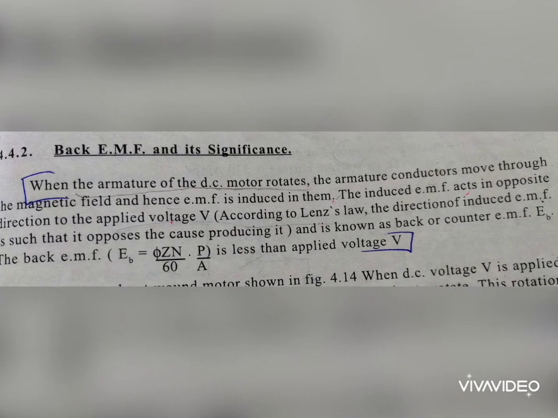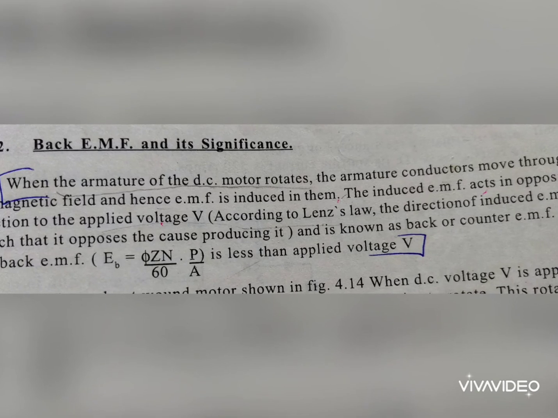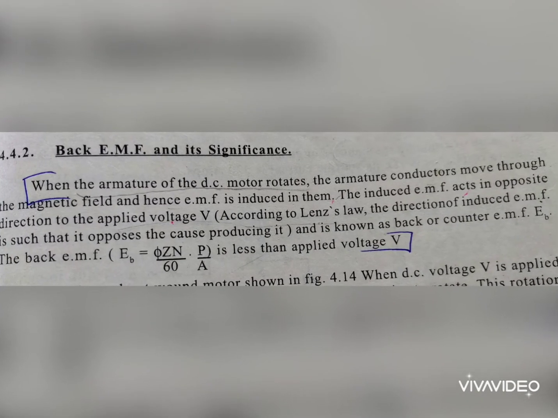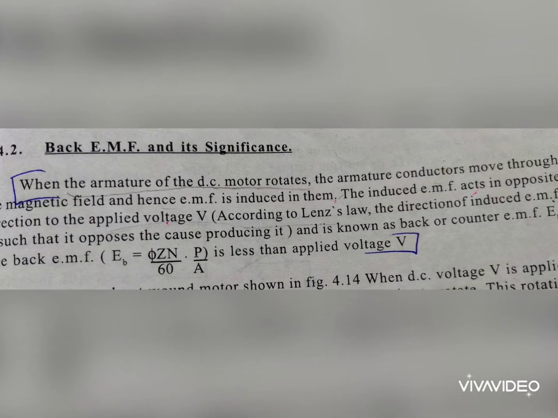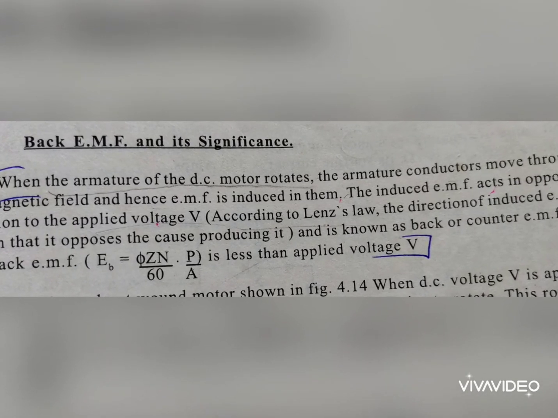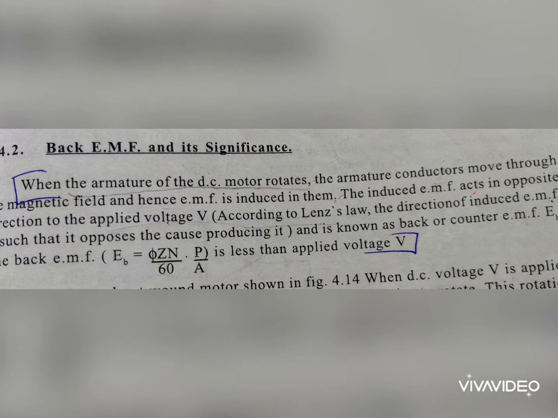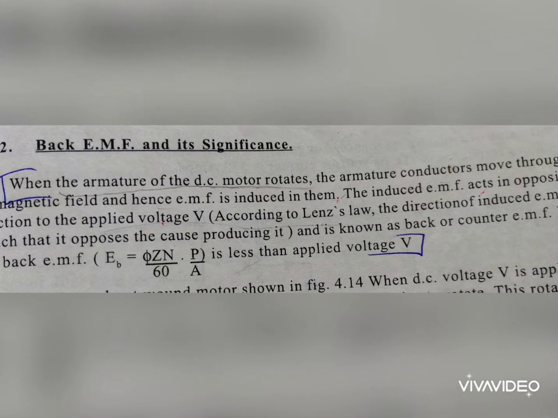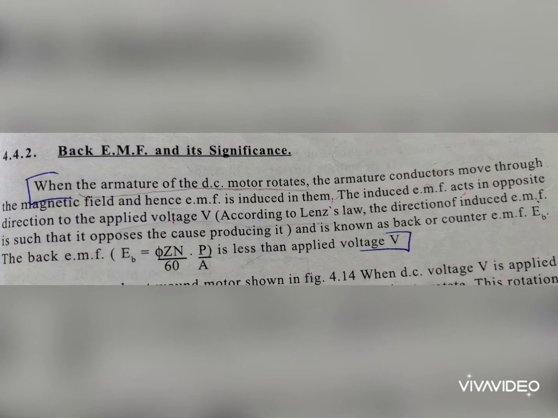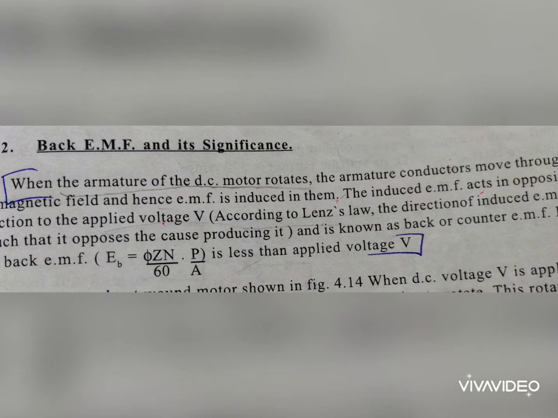So what is back EMF? When the armature of the DC motor rotates, the armature conductors move through a magnetic field and hence EMF is induced in them. The induced EMF acts opposite to the applied voltage. According to Lenz's law, the direction of the induced EMF is such that it opposes the force producing it, and it is known as back EMF or counter EMF, EB. This back EMF is less than the applied voltage.